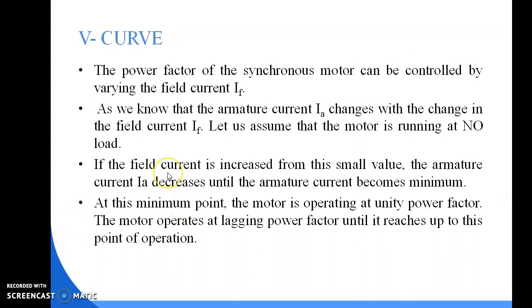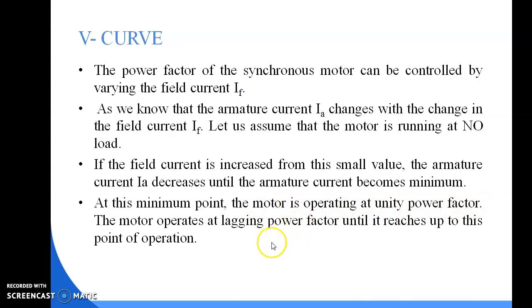So, we will now discuss the V curve. The power factor of the synchronous motor can be controlled by varying the field current IF. As we know, the armature current IA changes with the change in the field current IF, that is, with the change in the excitation. Let us assume that the motor is running at no load. If the field current is increased from this small value, the armature current IA decreases until the armature current becomes minimum. At this minimum point, the motor is operating at unity power factor.